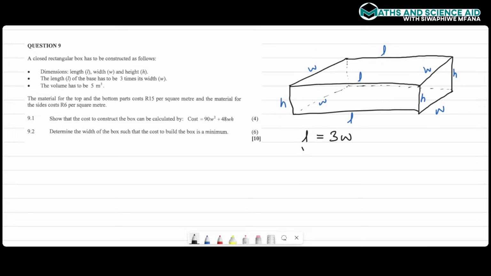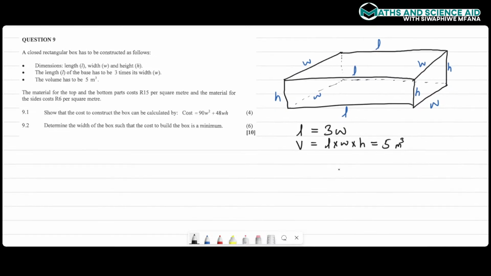The volume V must be 5 cubic meters, but we know that the volume here would be the length multiplied by the width multiplied by that height. So this should be equal to 5 cubic meters. So now that we have noted down all the information, let's move on to the further statement.